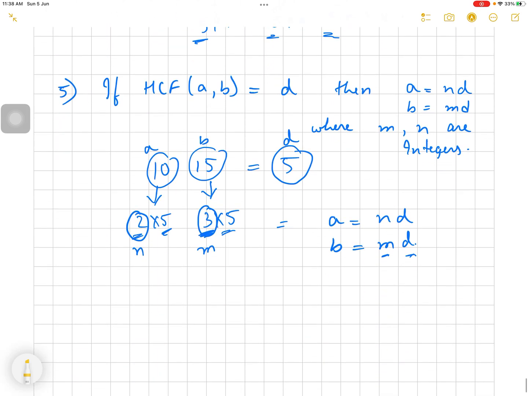The next note, the last one: if HCF of A and B is equal to D, then A is equal to ND and B is equal to MD. There's nothing to be surprised about. It's obvious, because D is a factor of A and B. So D multiplied by something will be A and D multiplied by another number will be B.